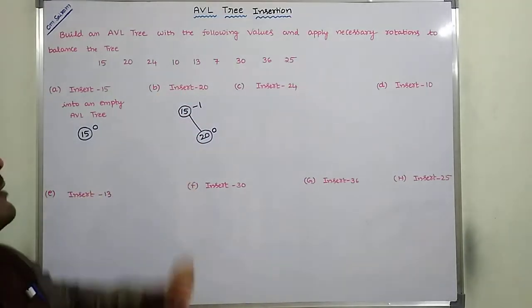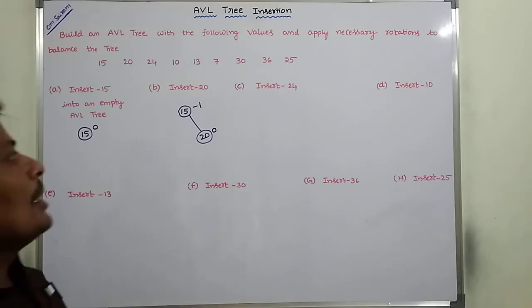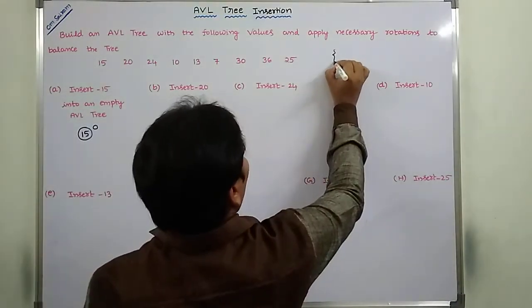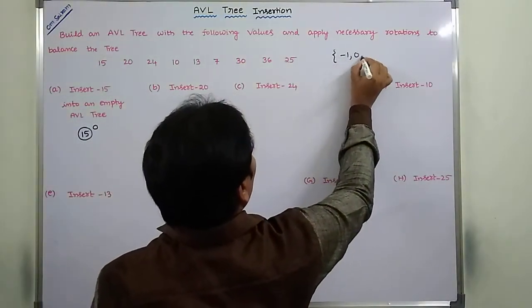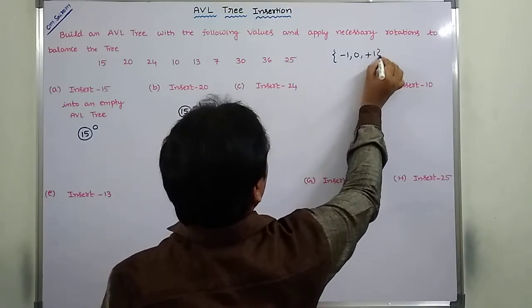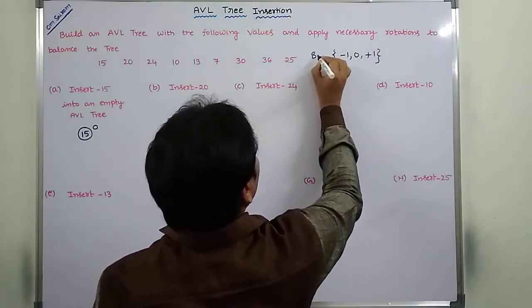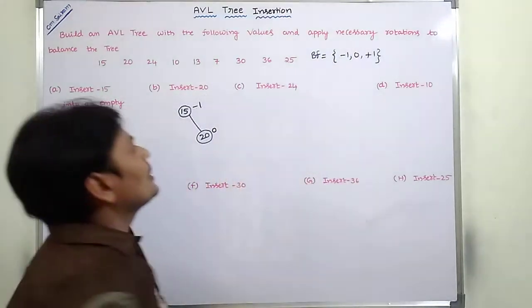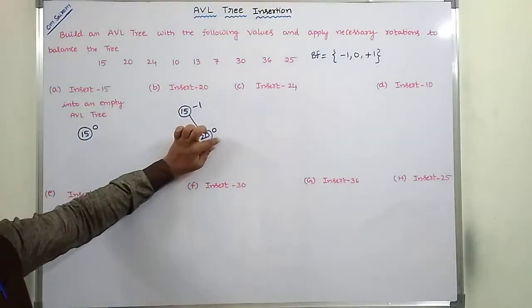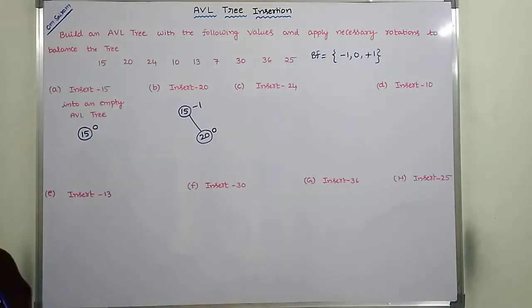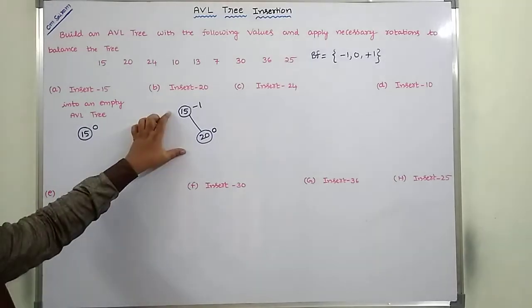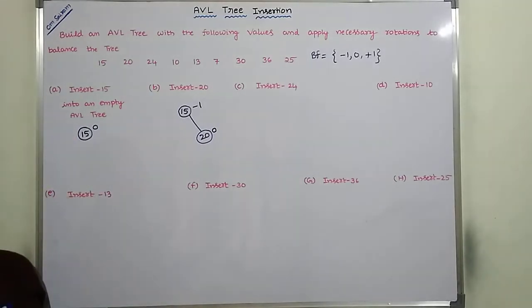The balance factor for node 20 is 0. So the valid balance factors are minus 1, 0, plus 1. Okay, these are the valid balance factors. Here minus 1 and 0 are there. It satisfies the binary search tree property. Hence, we can say that it is an AVL tree.